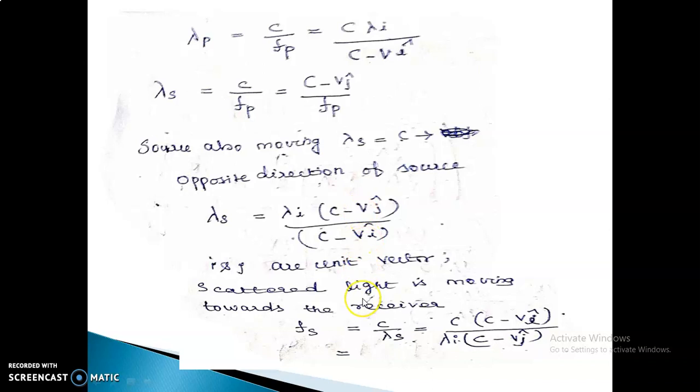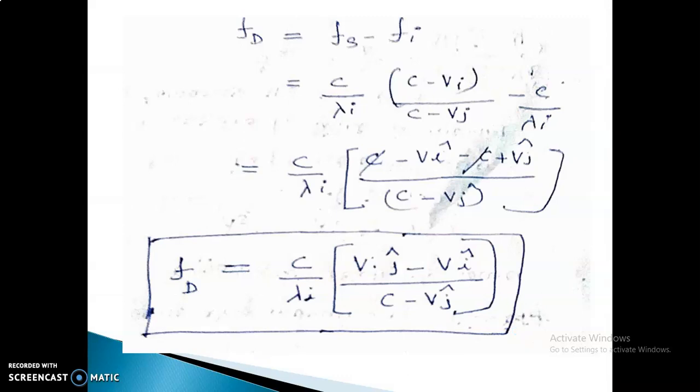If the scattered light is moving towards the receiver, you will have Fs equal to C divided by lambda S. Already you have calculated the value of lambda S, so I am just going to substitute this lambda S value here. So C of C minus Vj divided by lambda I of C minus Vj, you will get. Whatever the signal on the incident as well as the scattered one, that will give you the frequency shift. That is what the Doppler effect talks about.